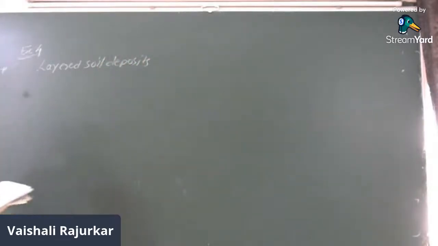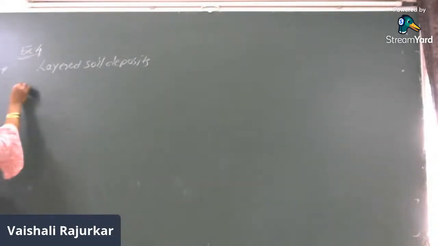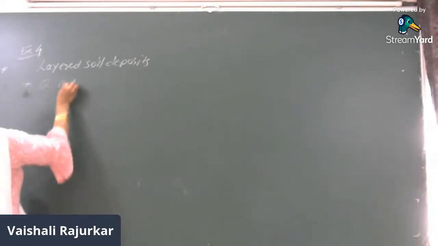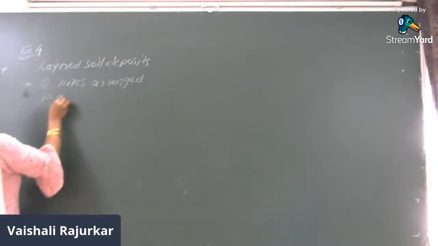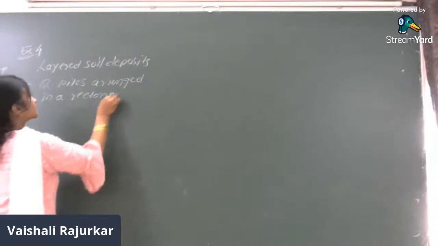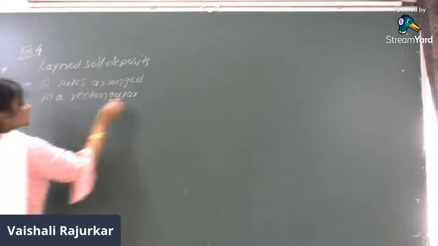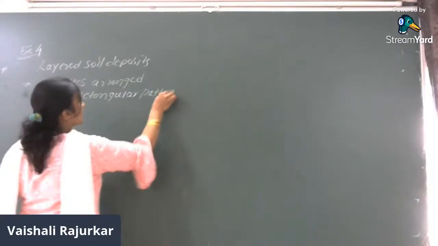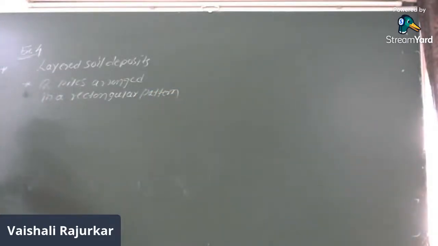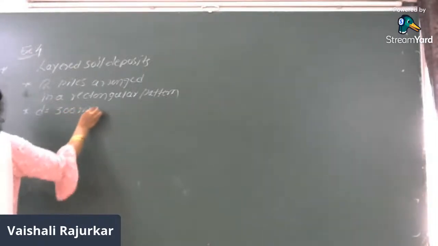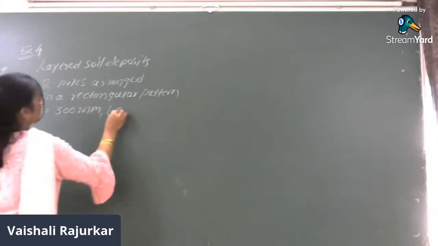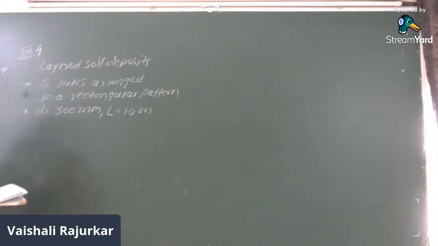Layered soil deposits, where 12 piles are arranged in a rectangular pile, where the diameter D is given as 300 mm and L is given as 10 m.